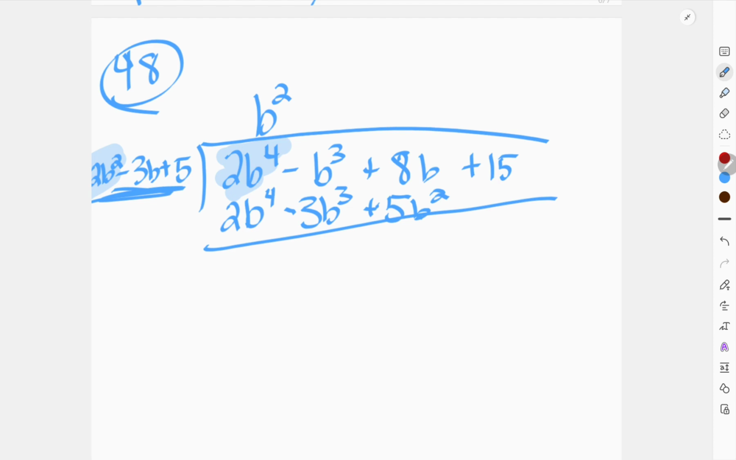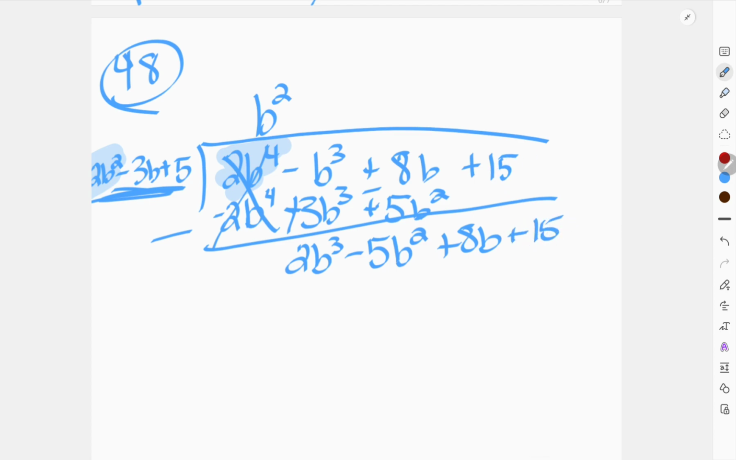Now, like terms. So I'm subtracting, which changes all these signs. That becomes a negative. So the 2b to the fourth and the 2b to the fourth cancel. Positive b to the third plus 3b to the third gives me 2b to the third. 8b and 5b squared, I can't do anything with that. So I'm just going to bring that 5b squared down, and then I'm going to bring my positive 8b down. You can go ahead and bring that 15 down if you want to, just so it doesn't get lonely up there by itself and you don't forget about it, but you don't have to yet.